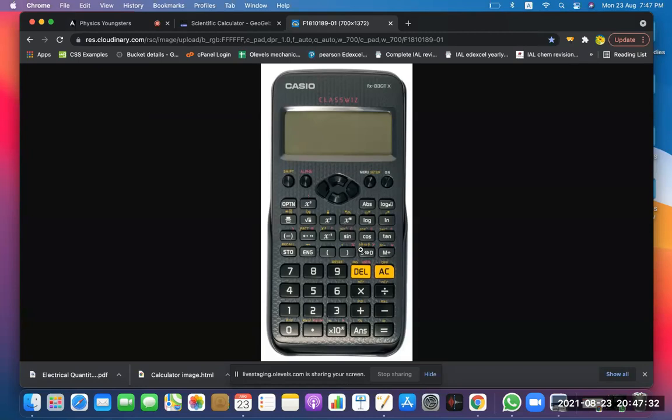Yes, I have clicked. Yes, then write minus 5. Minus 5. Yes, I have written. Yes. Then now this arrow, this one, this button here. Yes.